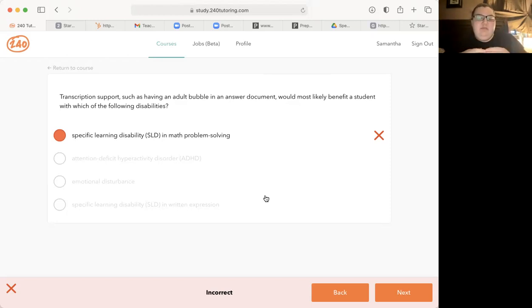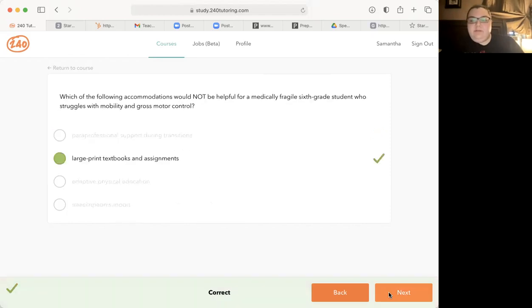So the adult bubble is just like if you had an adult bubble your answer document for you at the test. Is this like a co-teacher? Right. Okay, so then it's D, which is an SLD in written expression. Right. That's what I didn't know, what an adult bubble is, and I put that one.